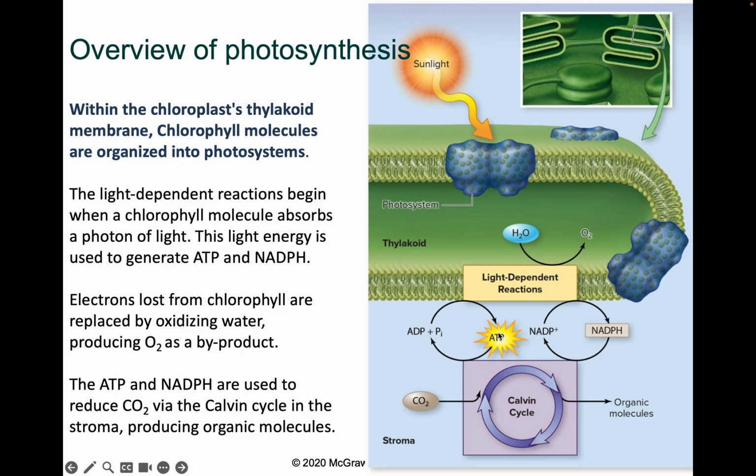Then with that ATP and NADPH, we can use them to create organic molecules using the Calvin cycle. This is the light independent reaction, where you don't need light because the energy is already supplied as ATP and NADPH. So today we're going to speak a lot about the light dependent reactions and more specifically the photosystems.